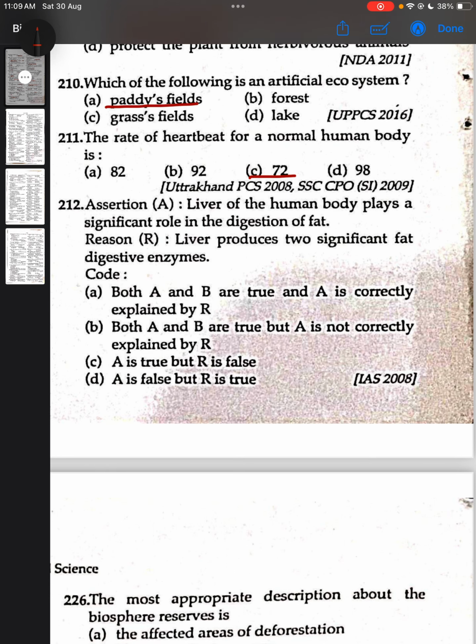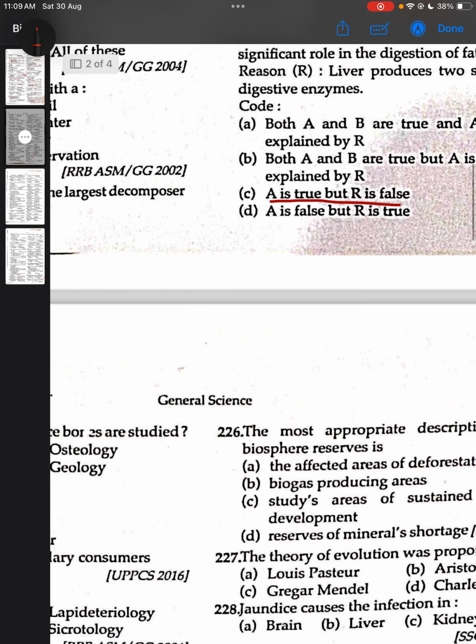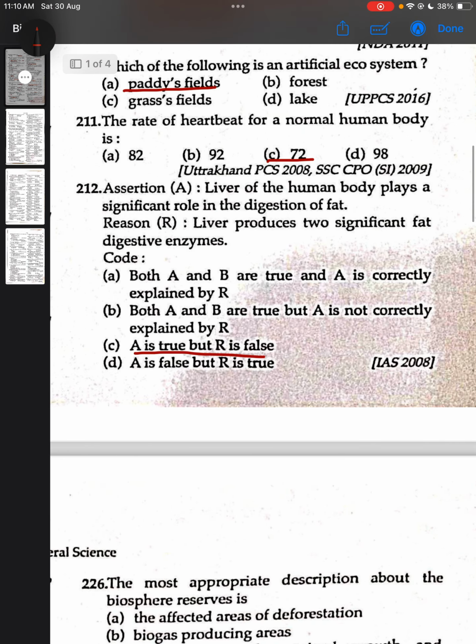Liver of human body plays a significant role in digestion of fat. Liver produces two significant fat digestive enzymes. Correct answer is A is true but R is false. Liver produces bile, and the primary fat digesting enzyme is lipase, and lipase is produced by the pancreas.